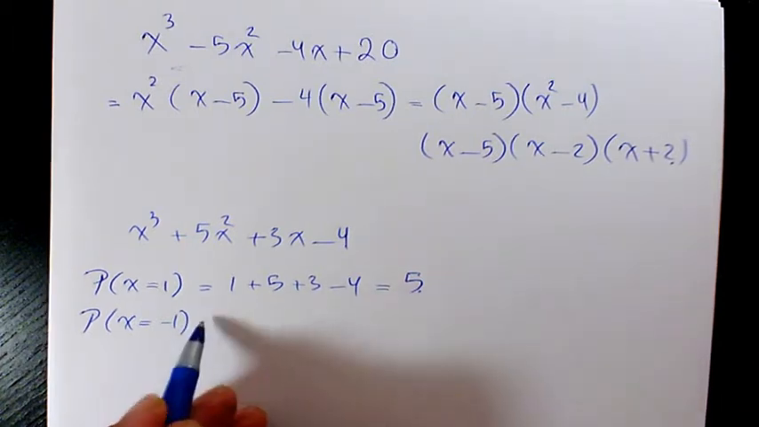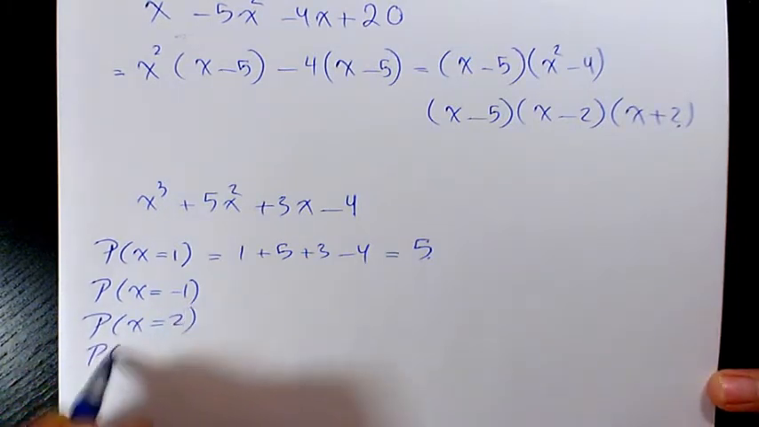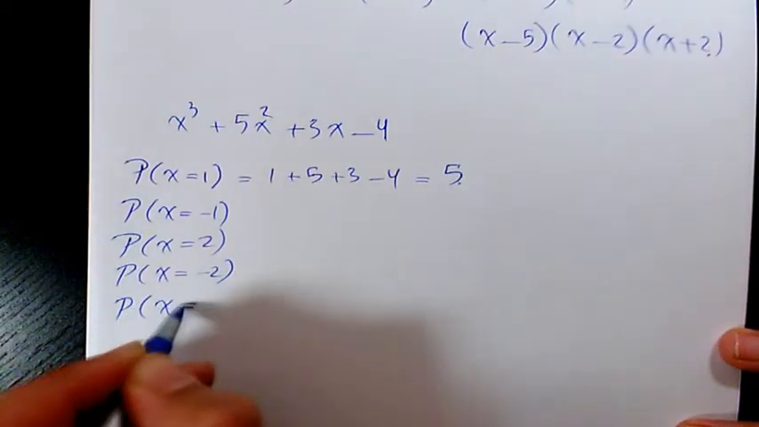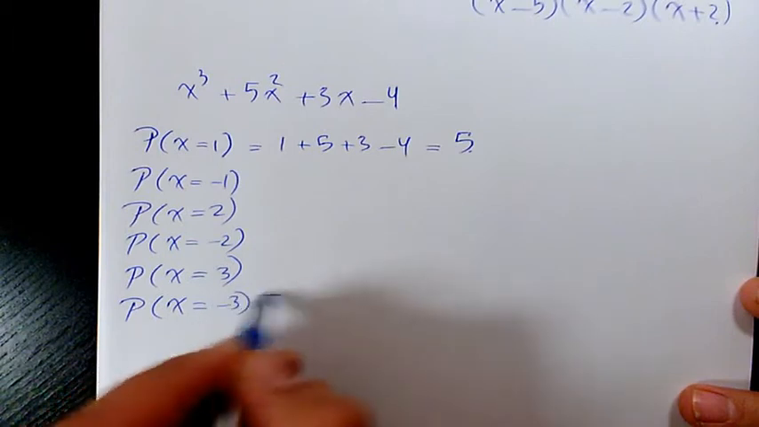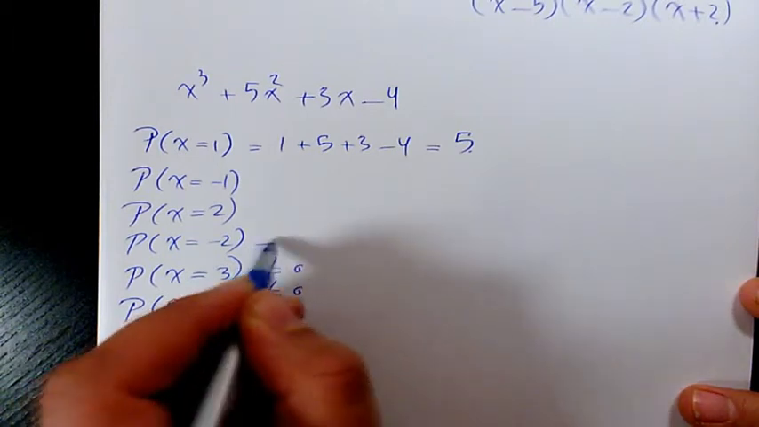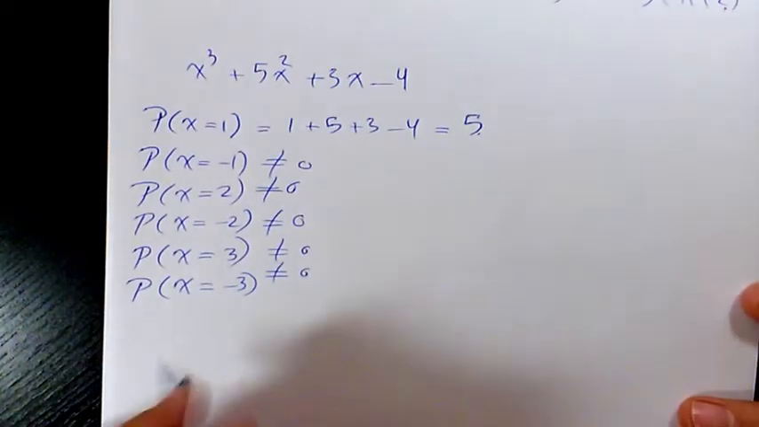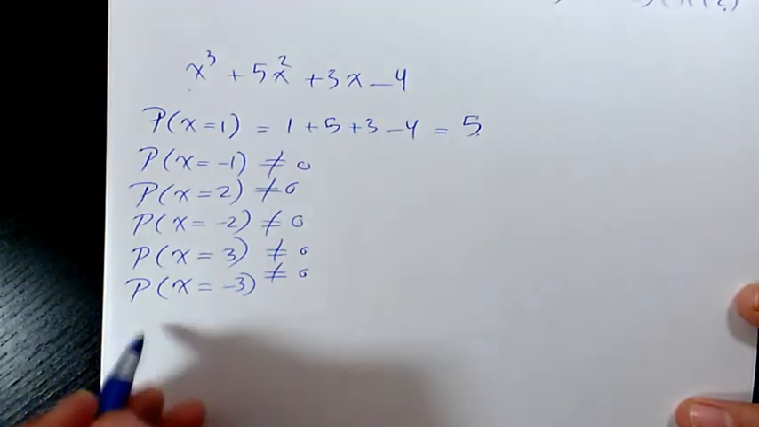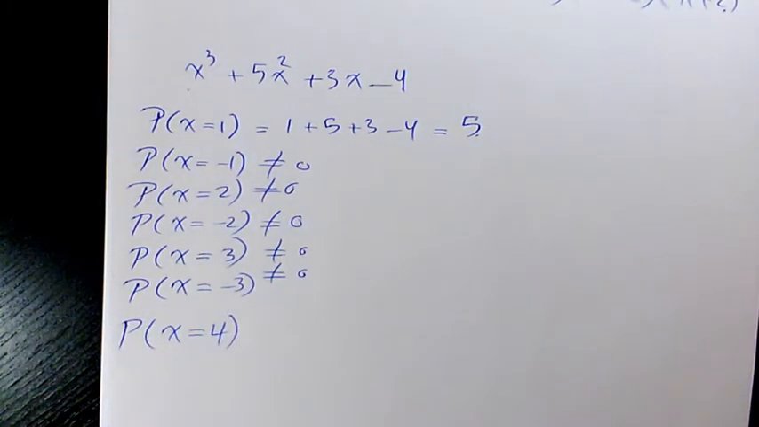So if you continue like that, negative 1, positive 2, negative 2, positive 3, negative 3, none of them is gonna work in here. We continue until we get negative 4 over 1. So it's gonna be x equals 4 or x equals negative 4.